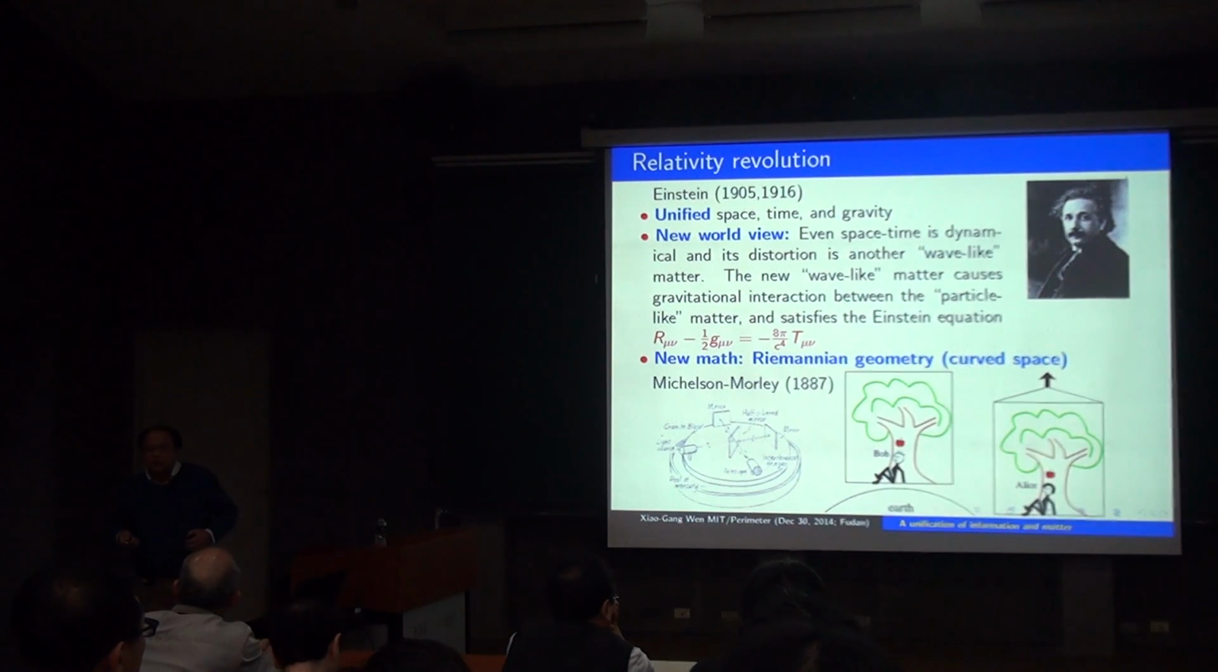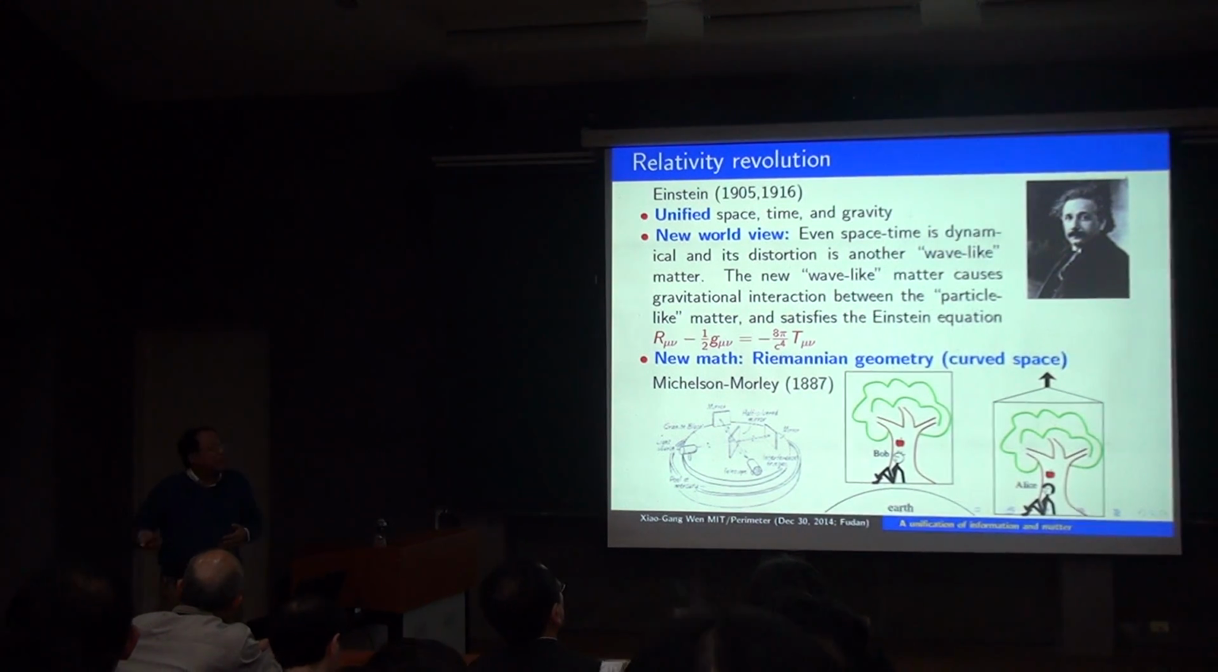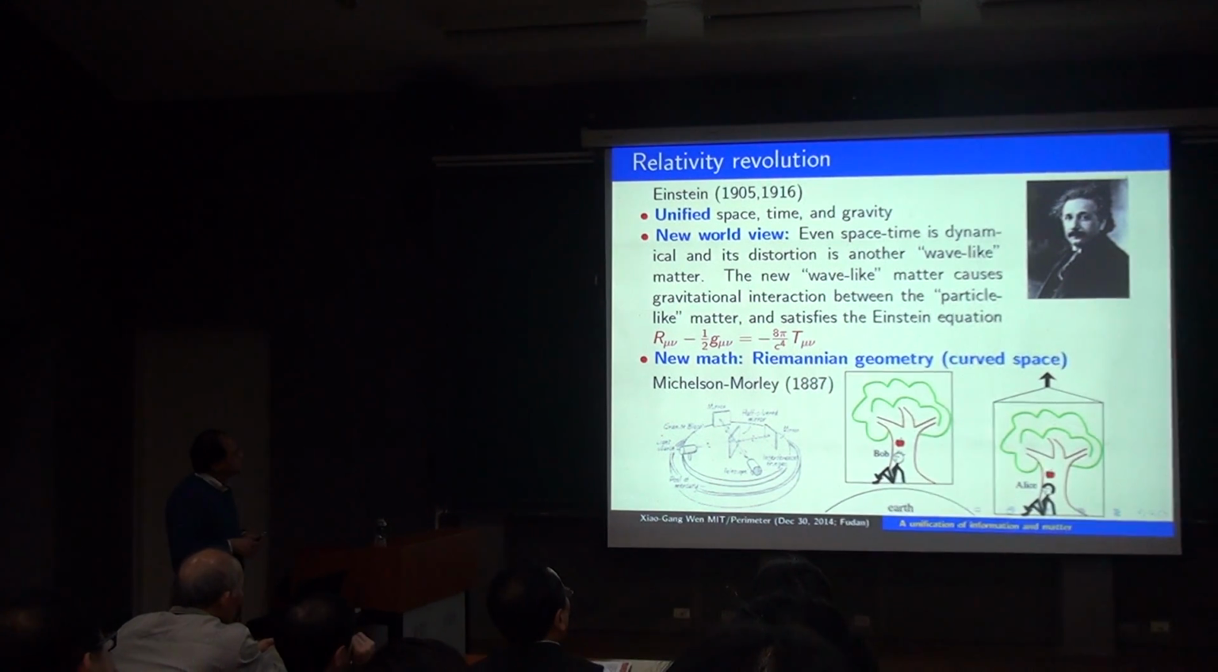And in Einstein's case, the mathematics of Riemann geometry was invented maybe 50 years ahead of Einstein. So when Einstein developed his theory of gravity, he did not need to invent new mathematics. He just needed to take the known mathematics and apply it to his theory, and that would work.